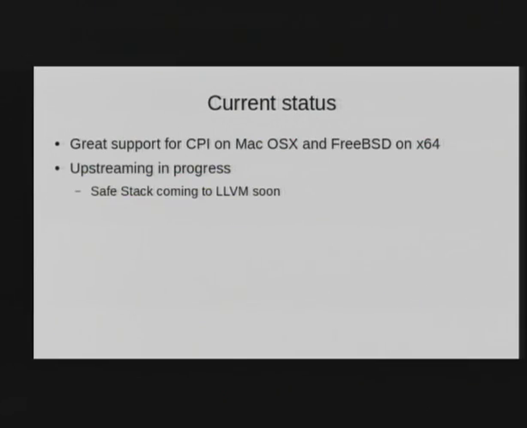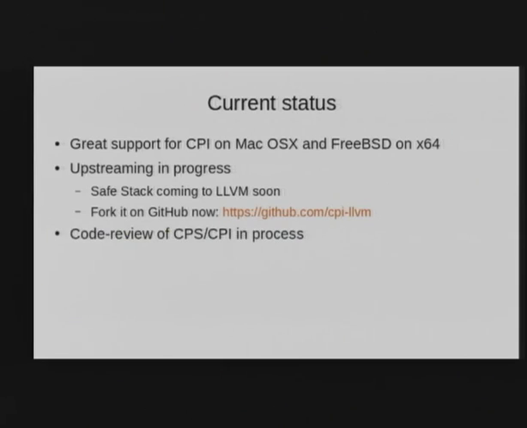The current status of the implementation: we have great support for code pointer integrity on Mac OS X and FreeBSD for x64. The upstreaming of the patches is in progress, and the safe stack should be coming to LLVM soon as the patch goes through and we figure out the development process. You can fork it on GitHub now if you want to look at the current prototype and play with it. Go ahead and fork it.